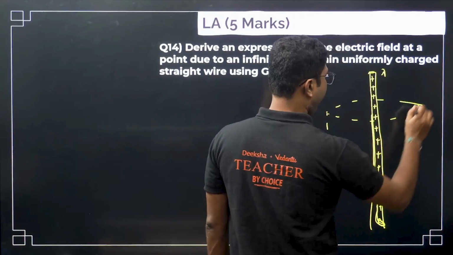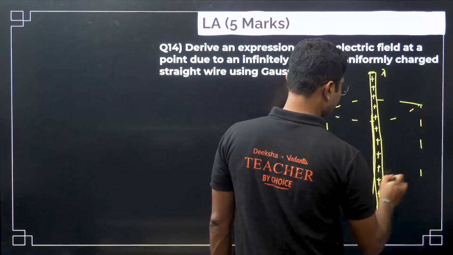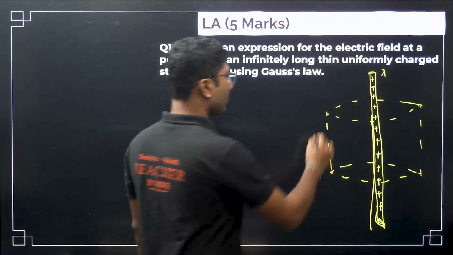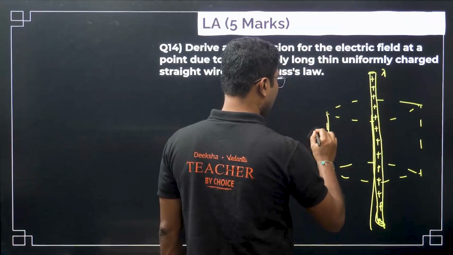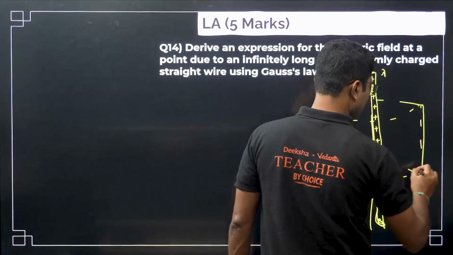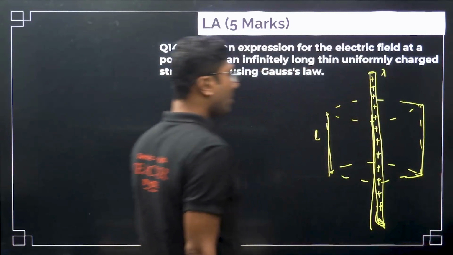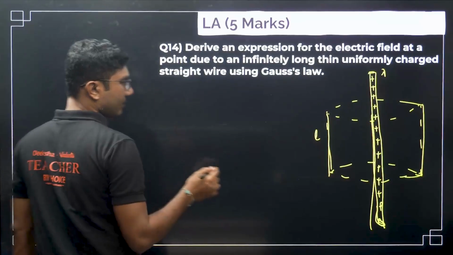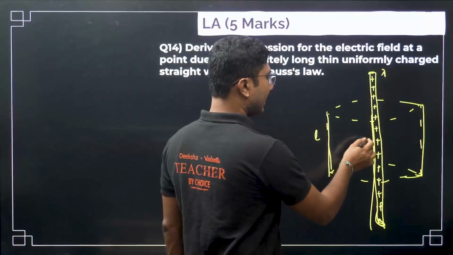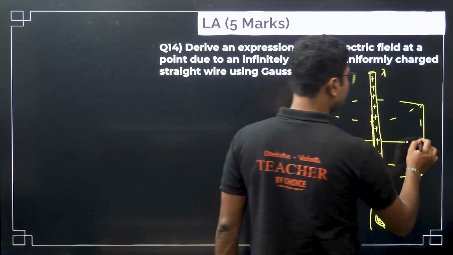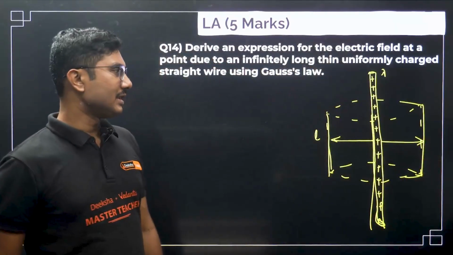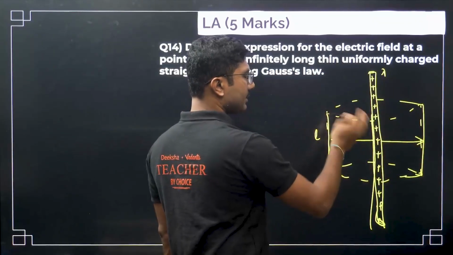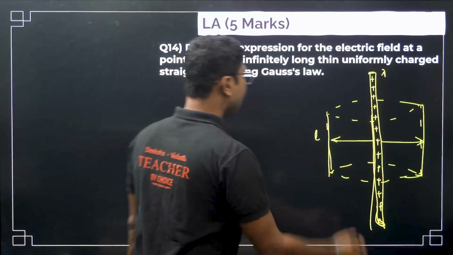A cylindrical Gaussian surface of length small l. Now from Gauss's law we know that first of all the electric field will be symmetrical. Electric field will be symmetrical along the surface of the cylinder. This is a three-dimensional figure. Okay, this is a three-dimensional cylinder, not a two-dimensional one. So electric field will be symmetrical.